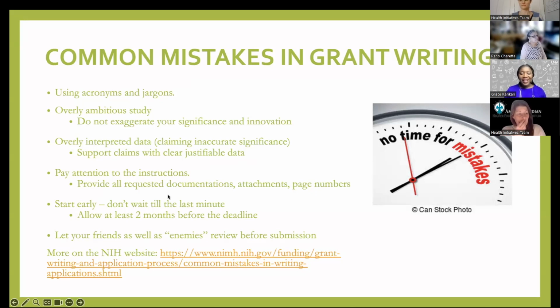And then my last tip, I always tell people, let your friends read, but also let your enemies read. Sometimes friends cover up, okay? They say, oh, this is such a wonderful idea. I think you will get the money. Let your enemies also look at it and they will tell you the truth. Like, no, I wouldn't give you the money because of this, and you can make the necessary modifications.